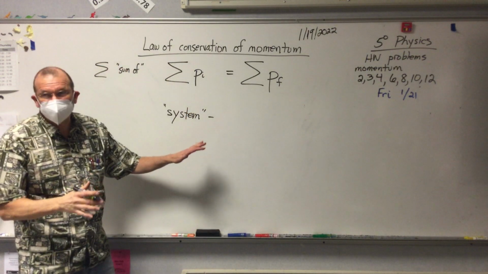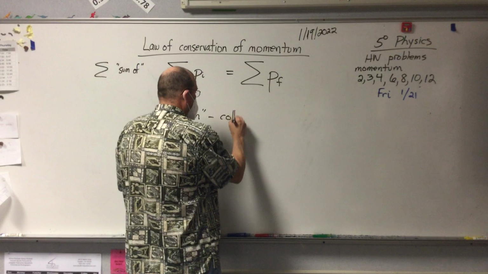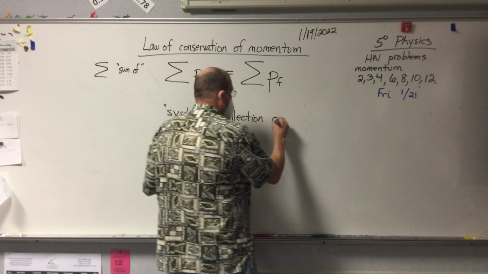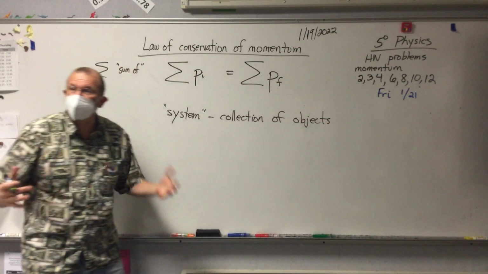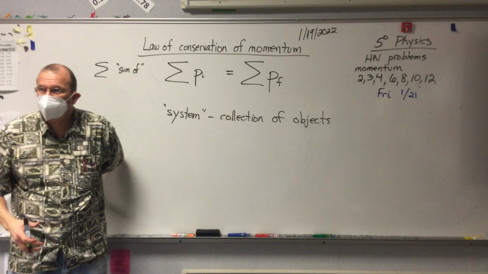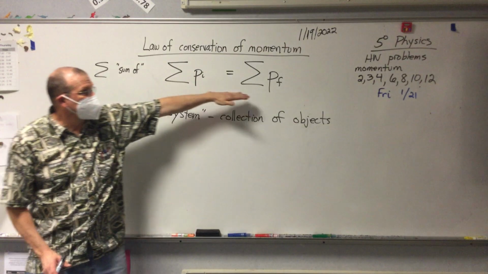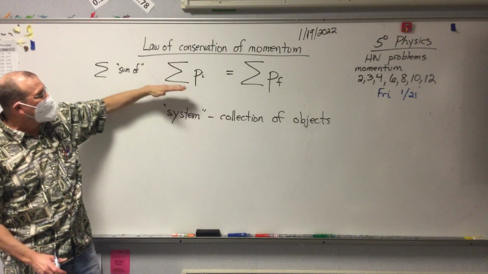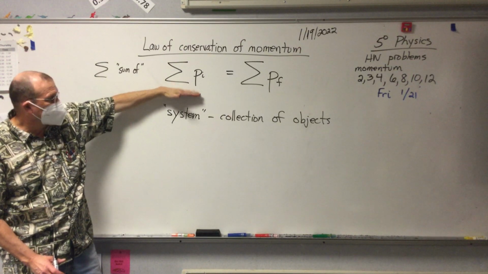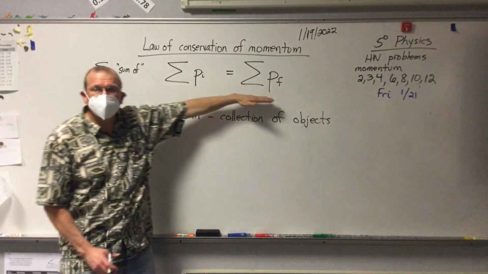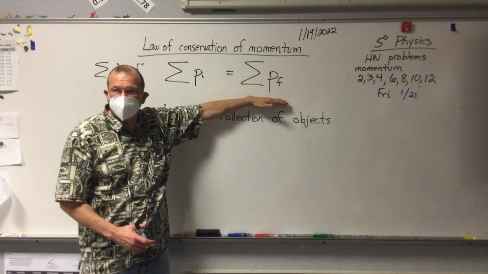This concept is pretty basic. A system is a collection of objects or materials. Okay? So the idea behind this expression is that it literally says the sum of the initial momentum of a system has to equal the sum of the final momentum of that system.